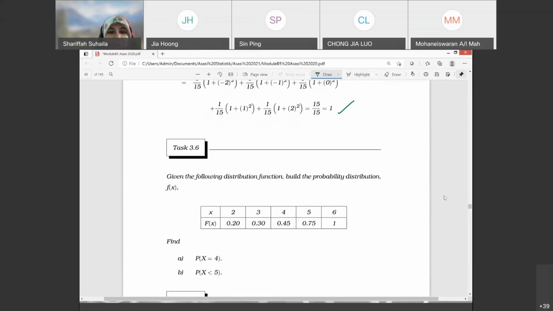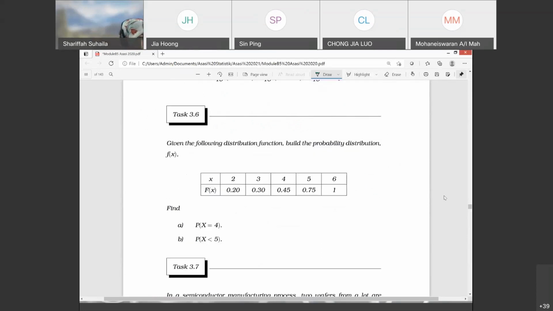Let's say we refer to task 3.6. In task 3.6, you want to find probability x equals 5, x equals 4, probability x less than 5. Given is your capital Fx, not your small fx. The last value is equal to 1. Now you want to find probability x equals 4, its probability of exactly 4.